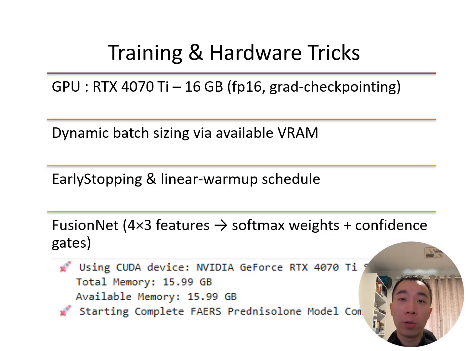I trained all models on a single NVIDIA RTX 4070 Ti with 16 GB of VRAM. To optimize performance and memory usage, I used FP16 mixed precision and gradient checkpointing. I dynamically adjusted batch size based on available memory, and applied early stopping and linear warm-up scheduling for BERT, and fine-tuned FusionNet with the Adam optimizer at a learning rate of 1e-3.